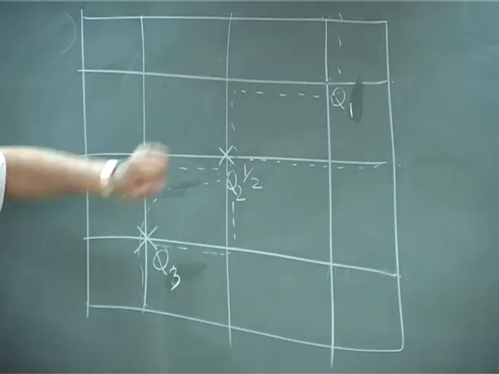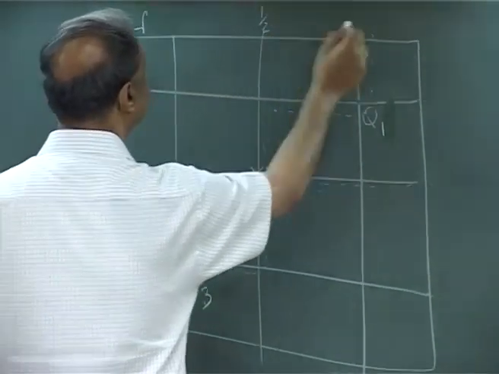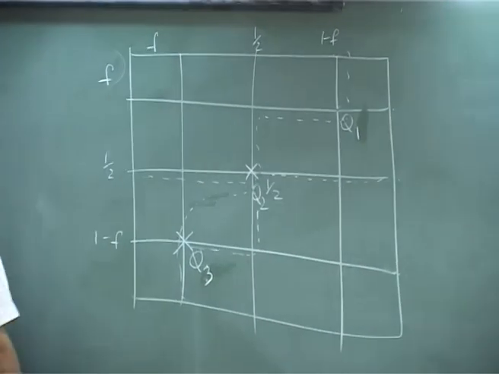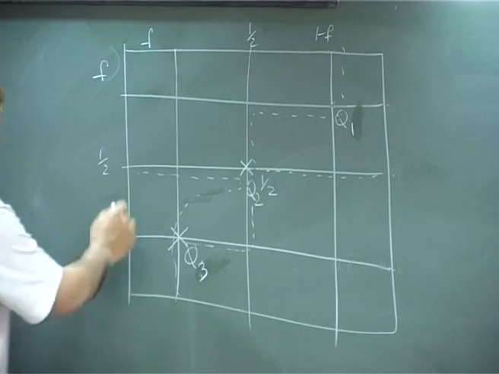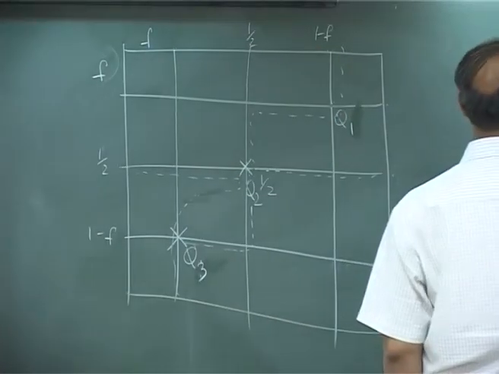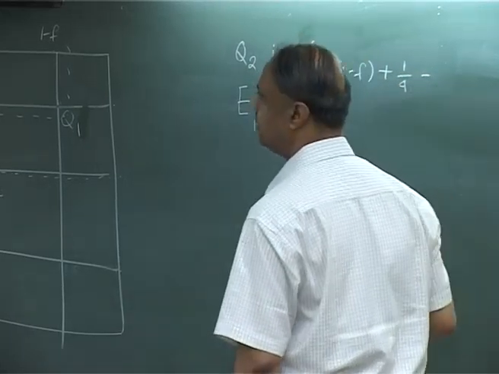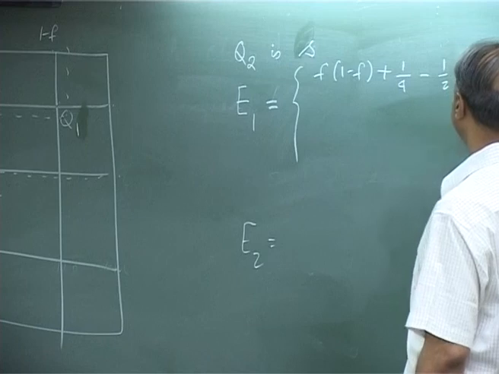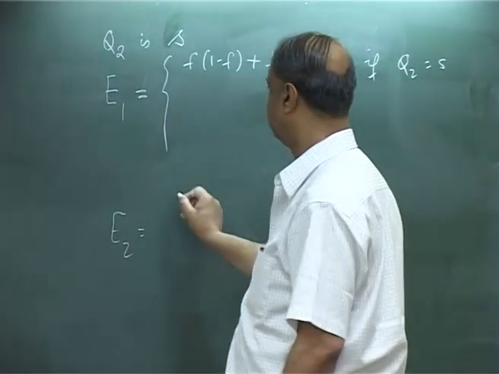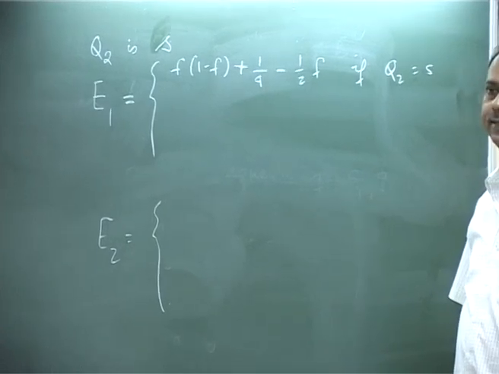Now, what is the size of this? This is F, this is F, this is half, this is 1 minus F. This is F, this is 1 minus F. Now, the area is this one, that is F into 1 minus F plus 1 by 4 minus half F, if Q2 is equal to S. Agreed?